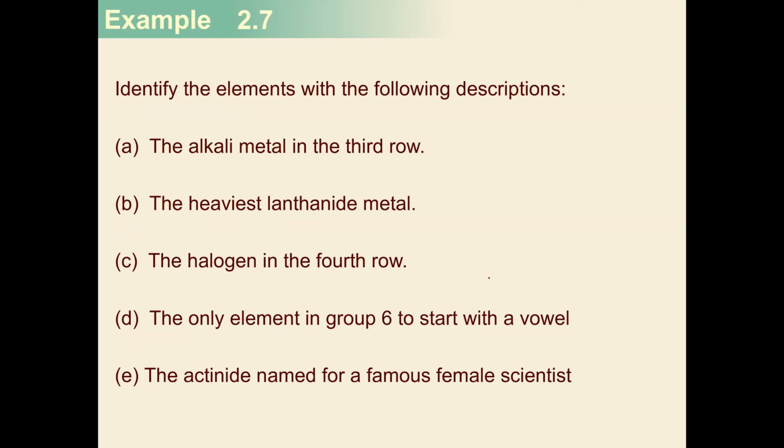An alkali metal in the third row. So now I have to look at the first column because those are the alkali metals, but then I have to find the third row or the third period. In this case, this would be the element of sodium.